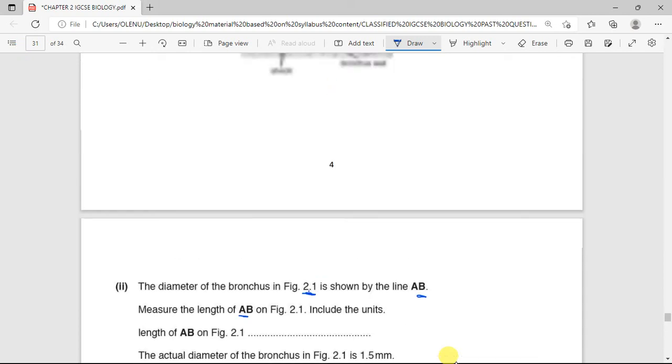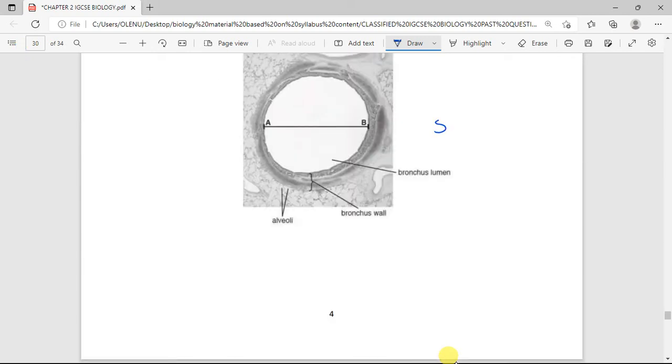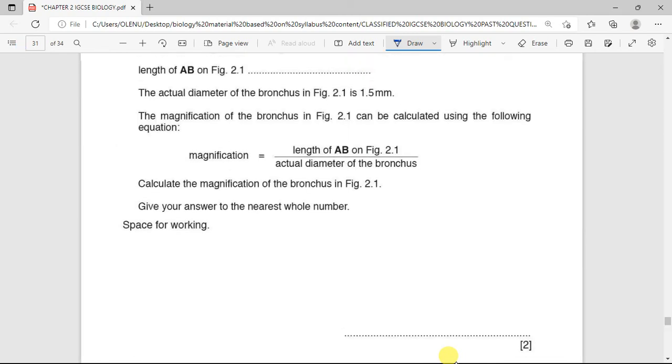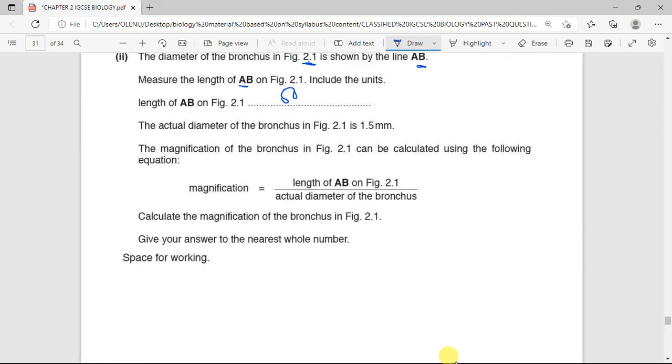Let's say you use your ruler to measure this length and you have 5 centimeters. You can change it to millimeters when you multiply by 10. That will give you 50 millimeters. So if you have 50 millimeters, in this case, you put your 50 millimeters. That's the length of line AB.